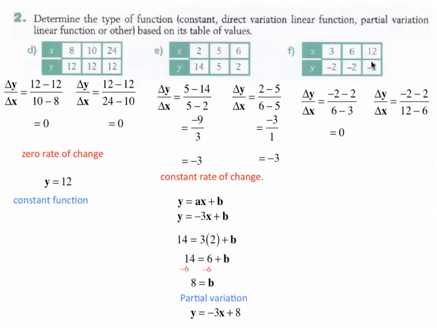Over here, if I do these 2 points, I have negative 2 take away negative 2 over 12 take away 6, which is 0 over 6, which is still 0, which is 0 rate of change, which means that we're looking at a constant function. The function is y equals negative 2. All right, and that's a constant function.